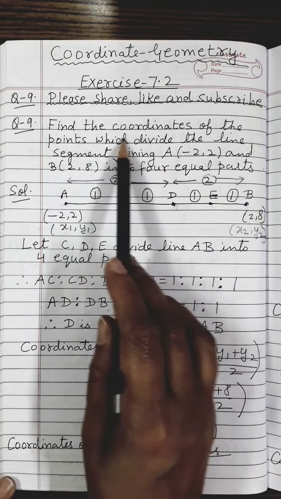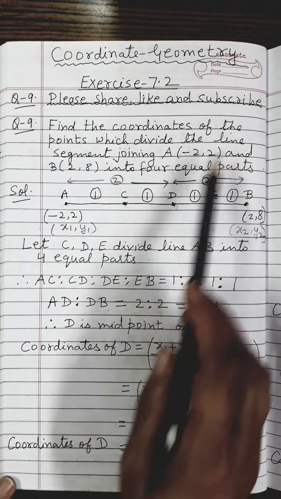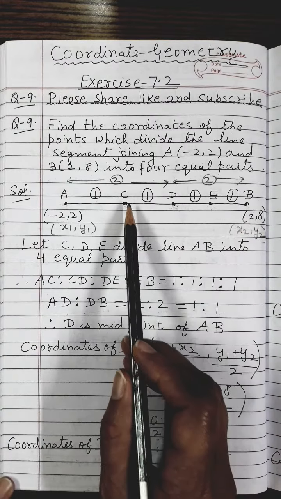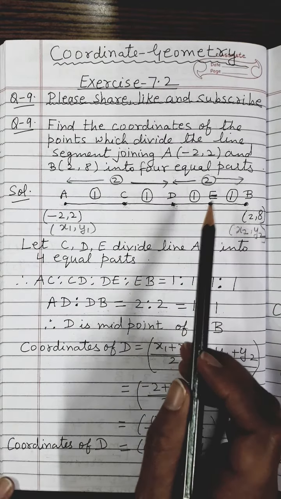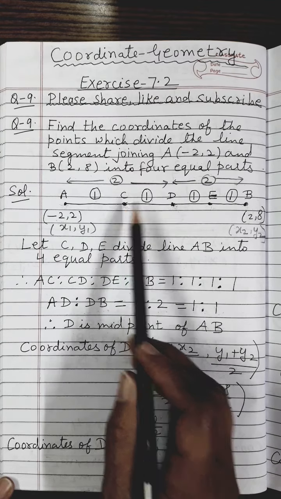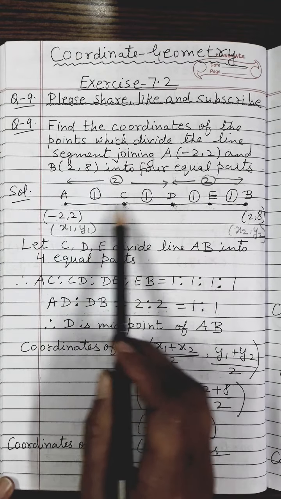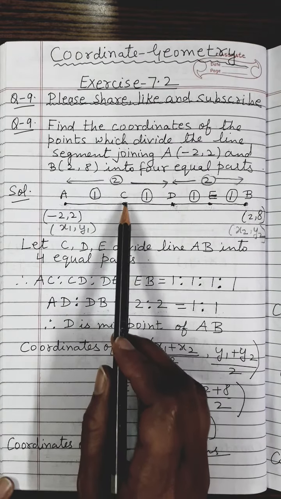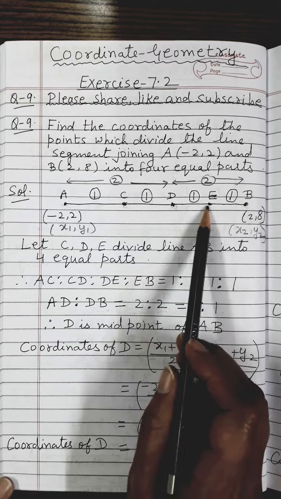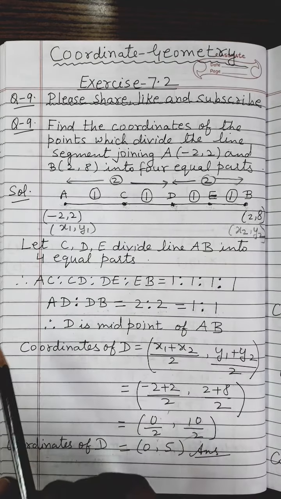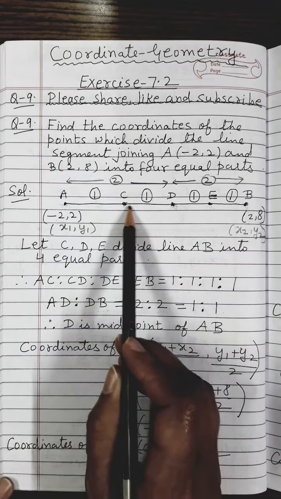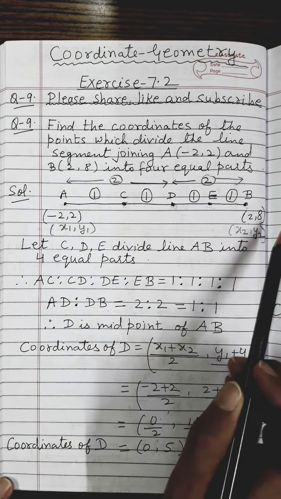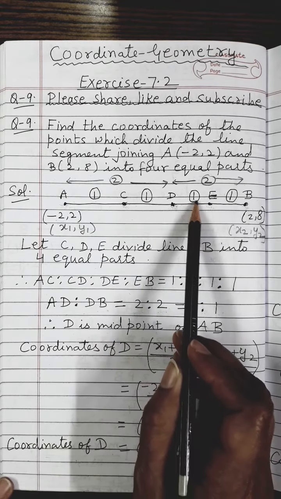Now in the question it is given that we have to find the coordinates of the points which divide the line into 4 equal parts. So for 4 equal parts we have to consider 3 points lying on this line. Those 3 points I take as C, D and E. These 3 points are dividing this line AB into 4 equal parts: AC equals CD equals DE equals EB. So it means that the ratio AC to CD to DE to EB is 1 to 1 to 1 to 1.